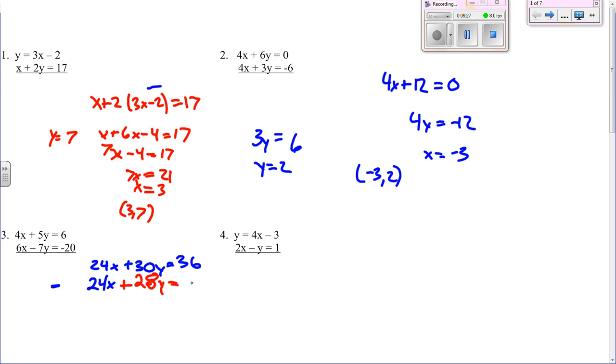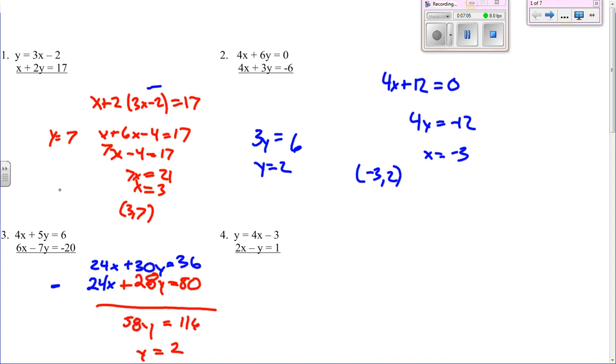Then I have to do negative 4 times negative 20, which gives me a positive 80. So 24x minus 24x gives you 0x. 30y plus 28y gives me 58y equals 36 plus 80, which is 116. Divide by 58, y equals 2.